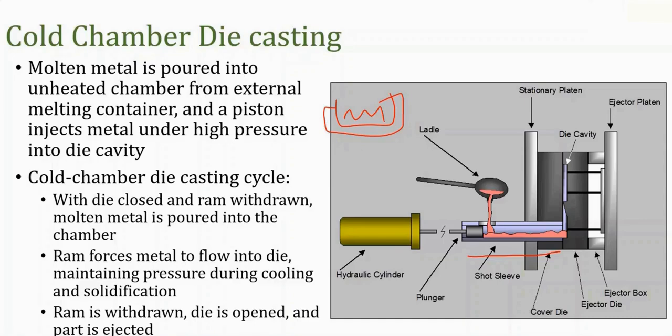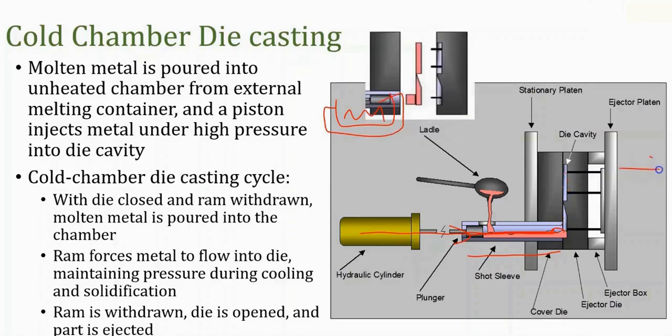We constantly pour this molten material into the chamber, and again this cylinder gives some pressure using this plunger. What this plunger does is send the molten material into the die. The molten material fills the die and is left for some solidification. After the solidification, the die is opened, and we can get the finished part.